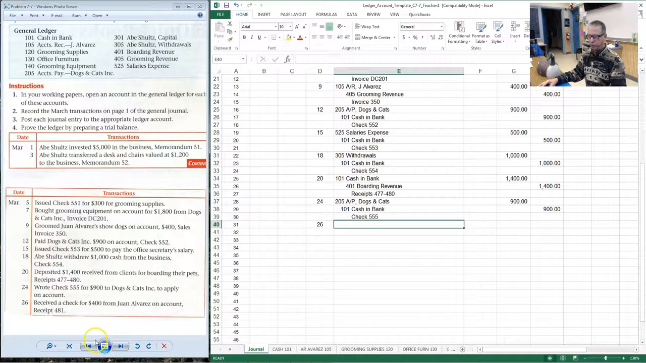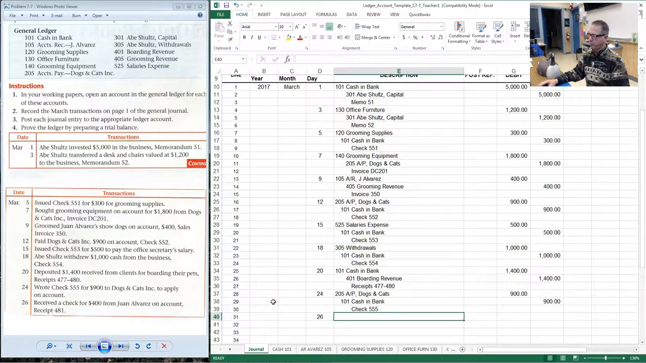And the last one. Received a check for $400 from Juan Alvarez on account. So receiving a check is cash. And we're receiving it from Juan Alvarez. And this was way back up here on an accounts receivable, where we did some grooming work for Juan Alvarez, and we billed him $400. Now he is paying the bill.